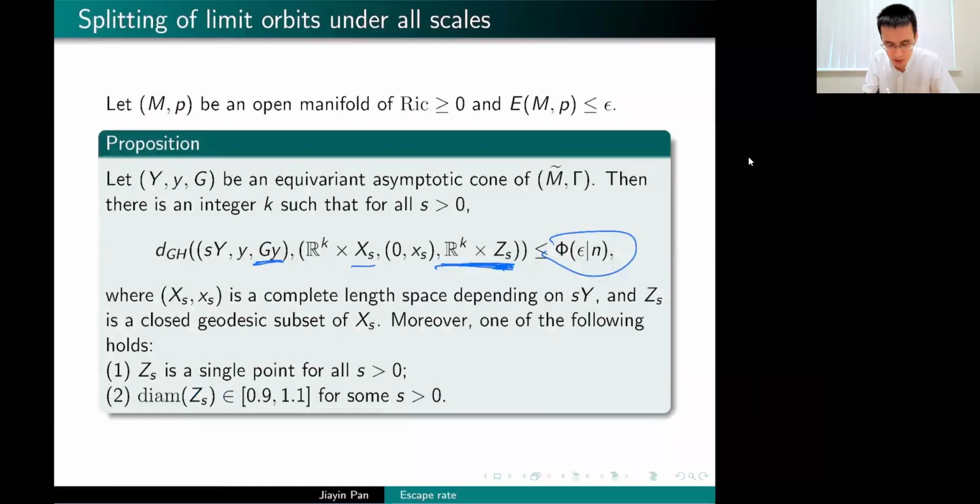So here, we say that G·Y is close to a product R^k times a compact space, in terms of pointed Gromov-Hausdorff closeness. We say that either this Z_S is a single point for all S, or there is some S so that its diameter is very close to 1, right?